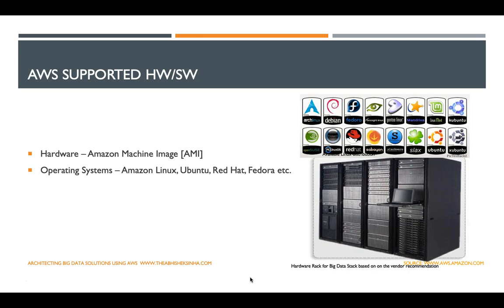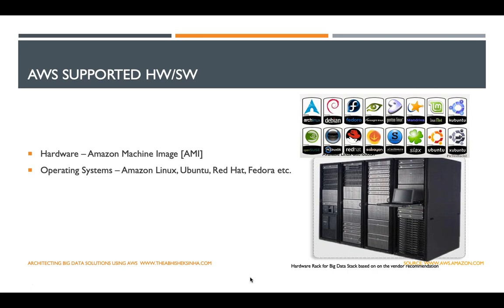In terms of multi-core processing VMs, there are lots of options. You have T1, T2, M1, M2, M3. There are lots of memory optimized, compute optimized options which are available. However, for the purpose of our discussion, we are going to just look at the various options that we have for our AWS cloud computing for big data.